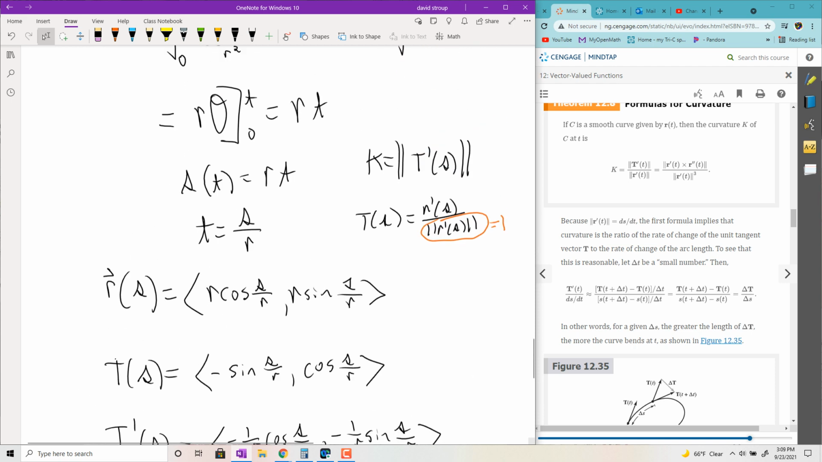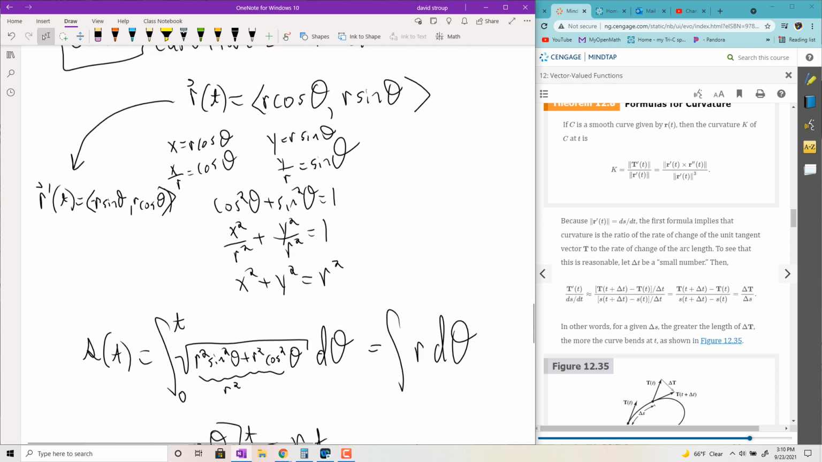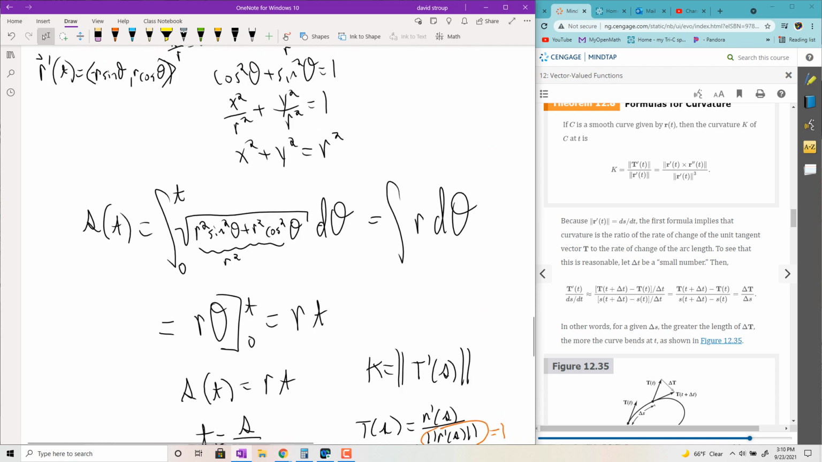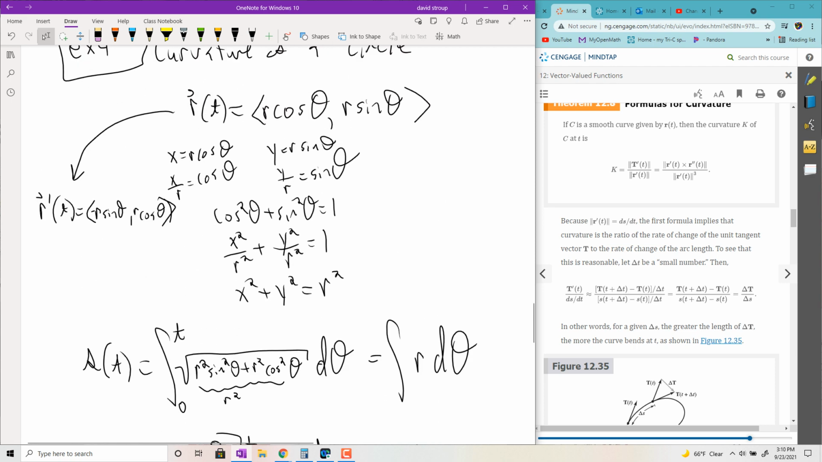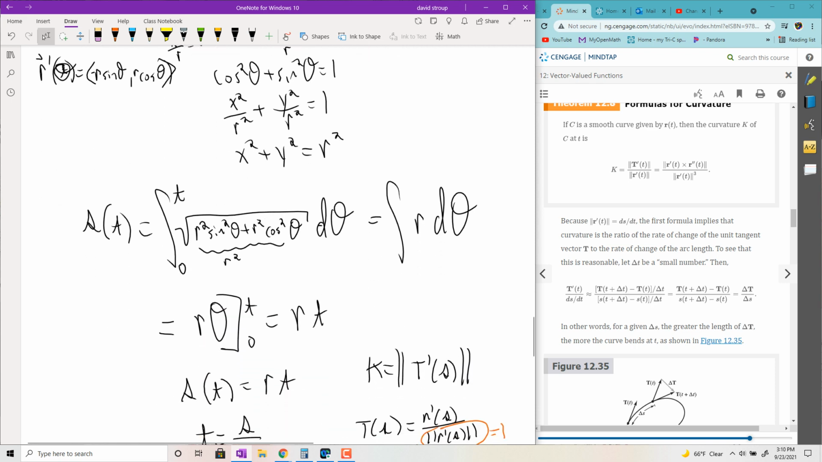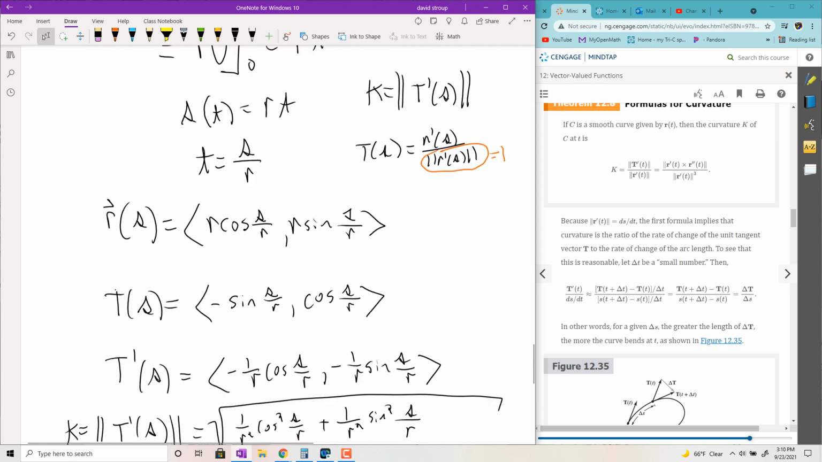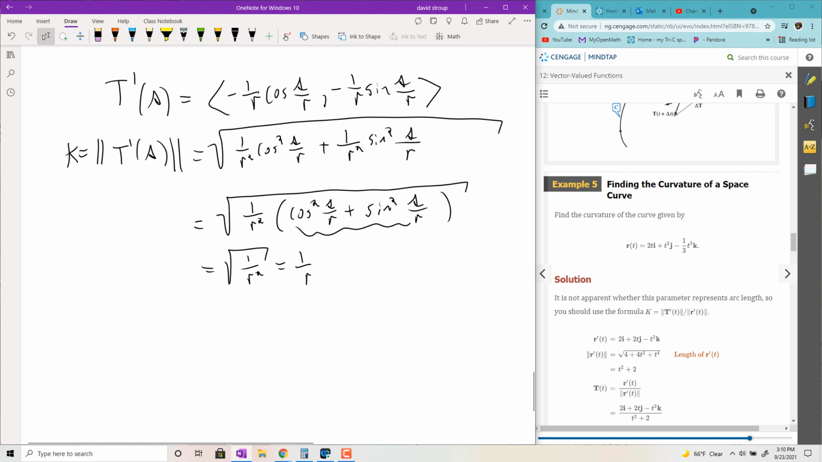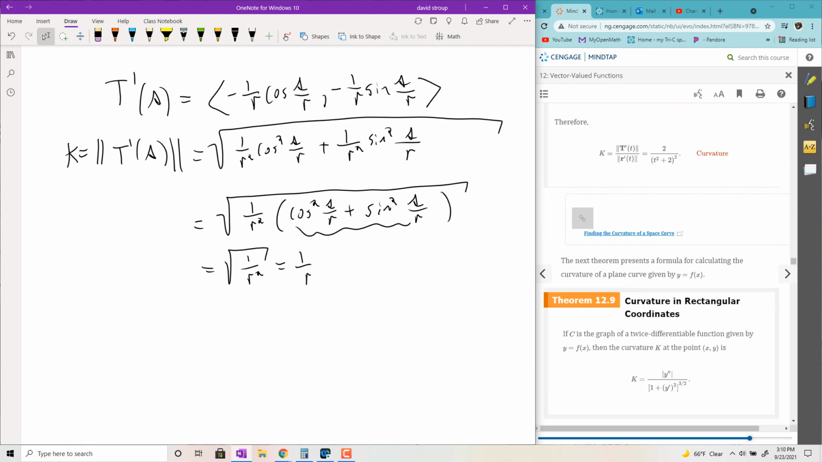So usually I don't do this process where I solve out for s and rewrite the original vector value function in terms of s. I generally don't do that, to be honest. And actually I see a mistake. This should be r of theta, right? It's in terms of theta. But anyways, there's that. They give you some more formulas for curvature.